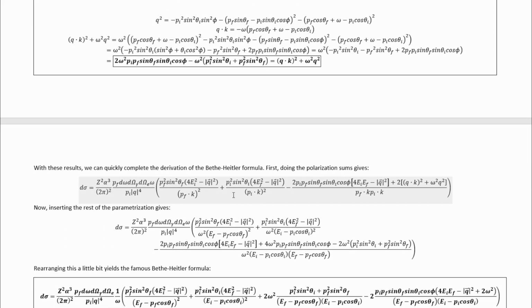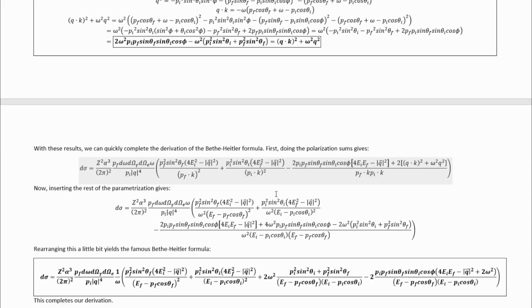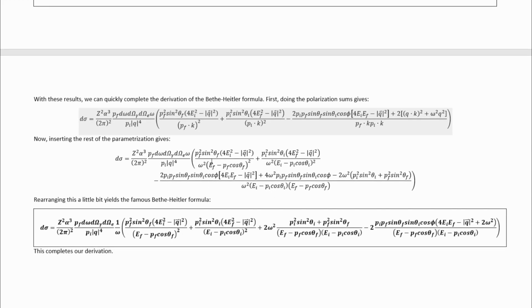First, we can do the polarization sum, which yields this result, and then we can insert the rest of the parameterization, which immediately gives us this, which we can trivially rearrange into the Bethe-Heitler formula. This is the famous Bethe-Heitler formula finally coming out of all that complicated mathematics. This completes our derivation. So now you know how to derive the Bethe-Heitler formula from quantum electrodynamics. You know the full process, every step, which is really a cool thing because the Bethe-Heitler formula is a beautiful and famous result, and it's really quite a satisfying derivation.